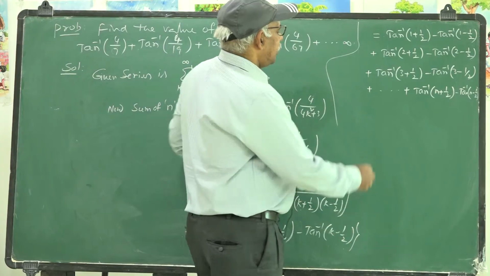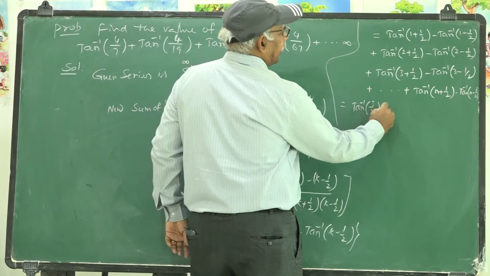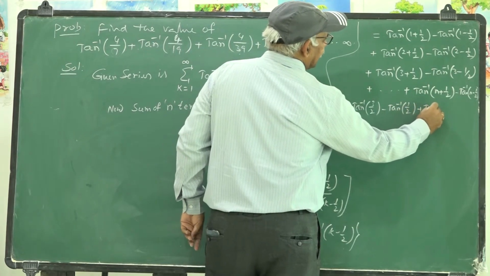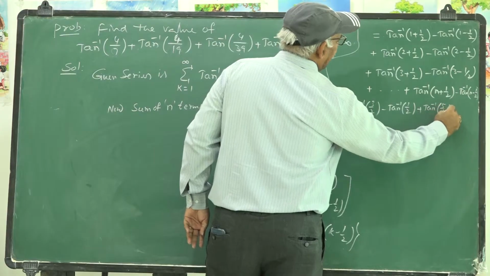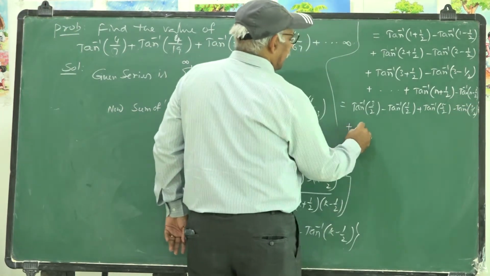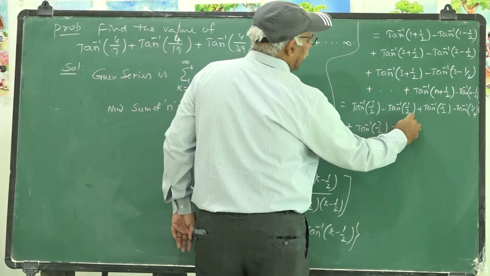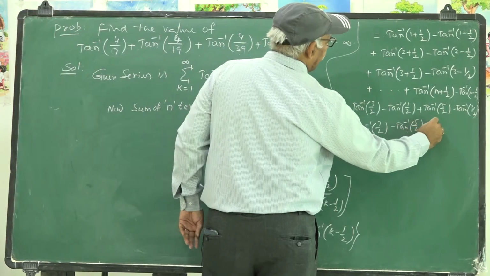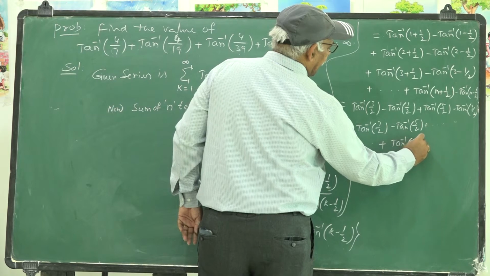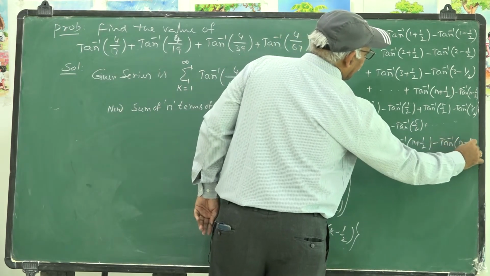Now, this is equal to tan inverse 3 by 2 minus tan inverse 1 by 2, plus tan inverse 5 by 2 minus tan inverse 3 by 2. Like that, tan inverse 7 by 2 minus tan inverse 5 by 2, and so on, until we get tan inverse of n plus 1 by 2 minus tan inverse of n minus 1 by 2.